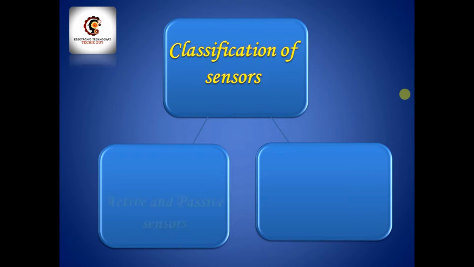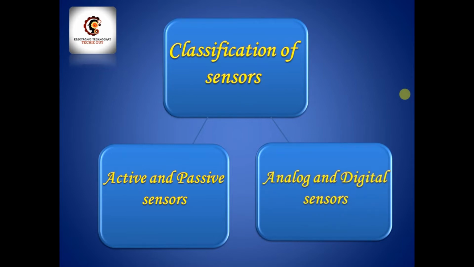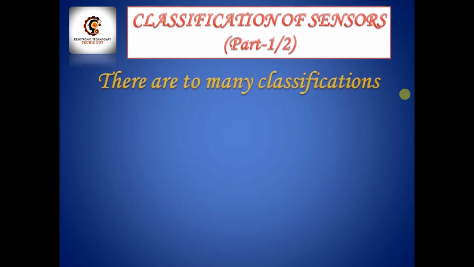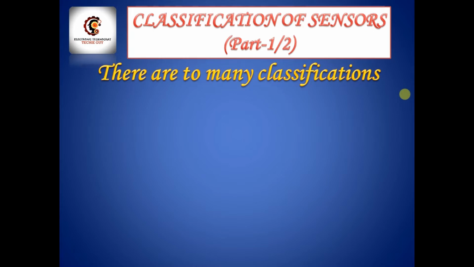The first category would be active and passive sensors, my bad, and the next one is analog and digital sensors. Let's get to the first category. The classification of sensors, that is part number 1 out of 2. We have got two parts, so this is part number 1.